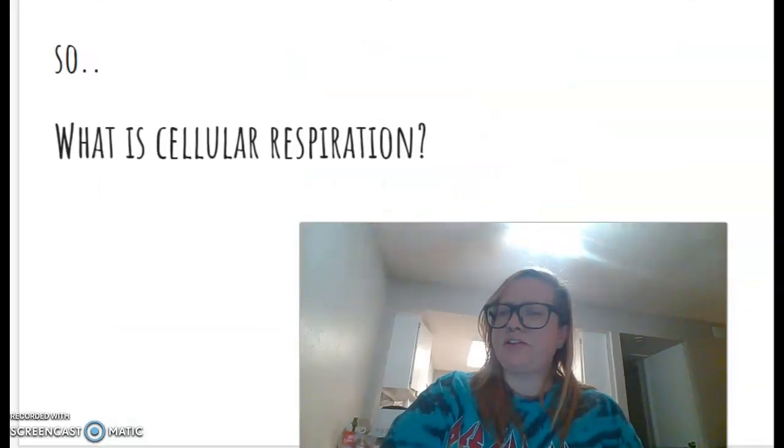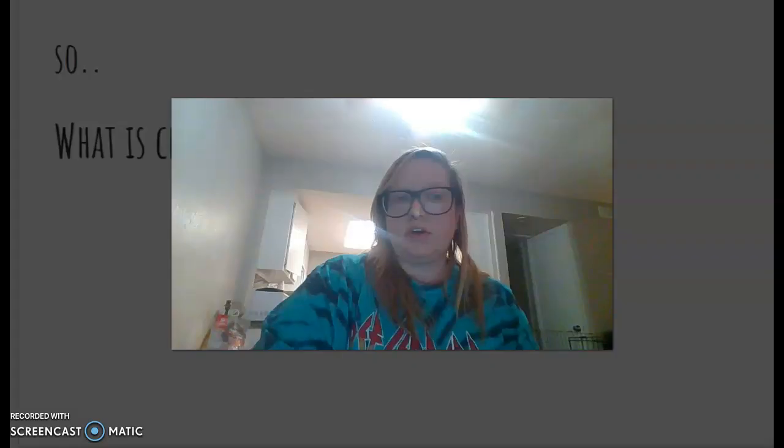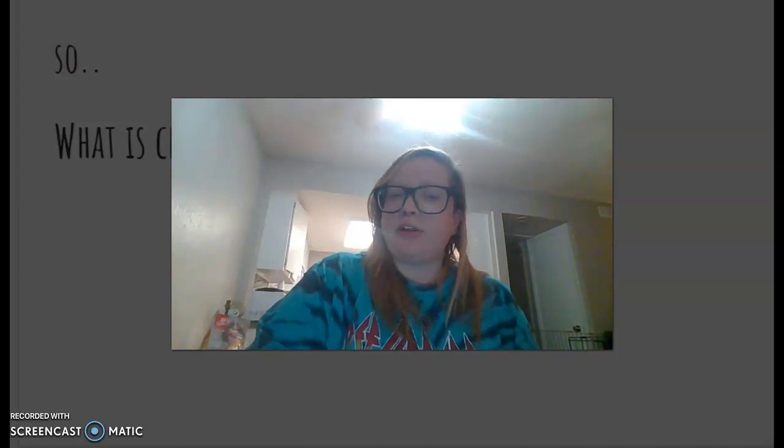So, what is cellular respiration? Cellular respiration is the process in which cells break down glucose, release the stored energy, and use the energy to make ATP. ATP is adenosine triphosphate and is the form of chemical energy all cells require to perform the functions necessary to life. For each glucose molecule that undergoes cellular respiration, up to 38 molecules of ATP are produced.